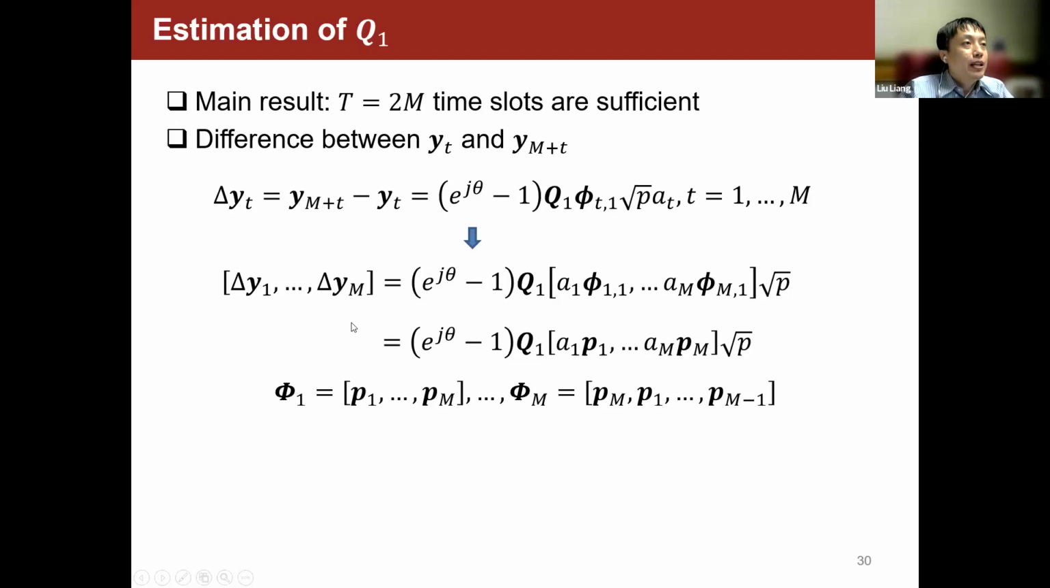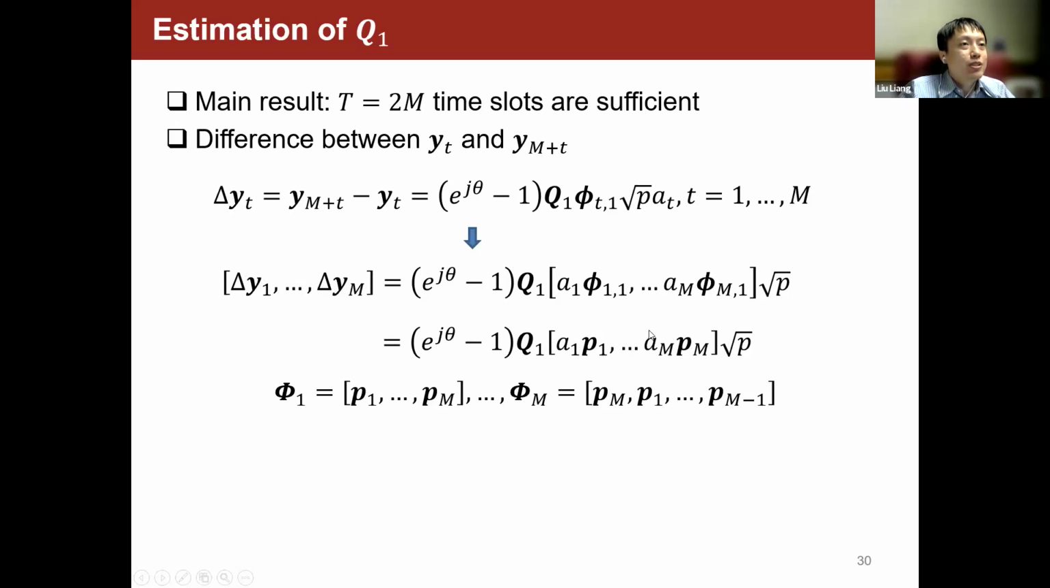Then how many observations, how many equations do we have? Each delta y is an n by 1 vector, right? We have m such equations. So we have n times m linear equations. We have n times m unknowns here, right? The only thing we need to do is guarantee this matrix is a full rank matrix.